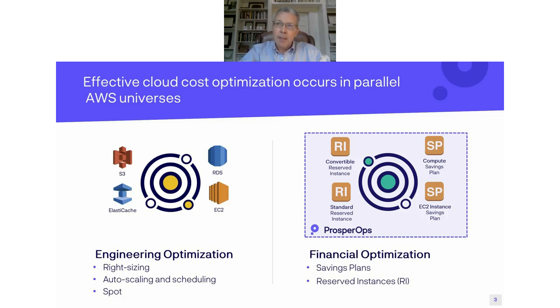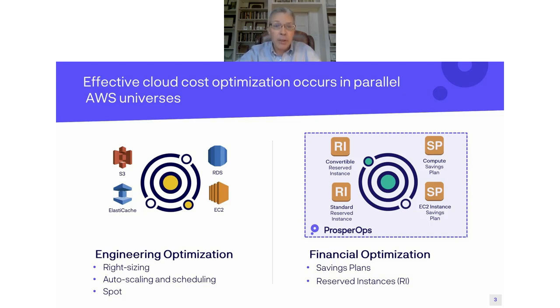Now, there's two types of savings plans. There's the compute savings plan and the EC2 instance savings plan. These were both introduced in the 2019 re:Invent. And we're going to hold EC2 instance savings plans off from this discussion. We recently published a blog post about the EC2 instance savings plan relative to its predecessor, the standard reserved instance. You can check that out.